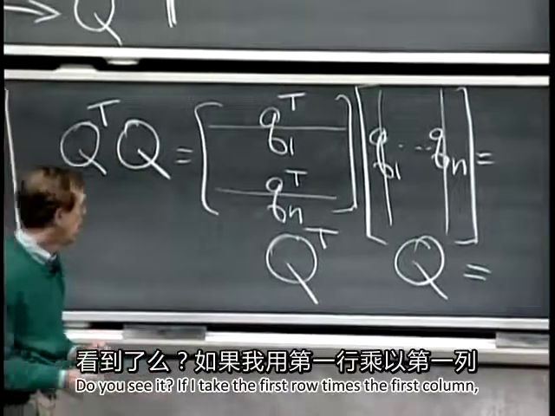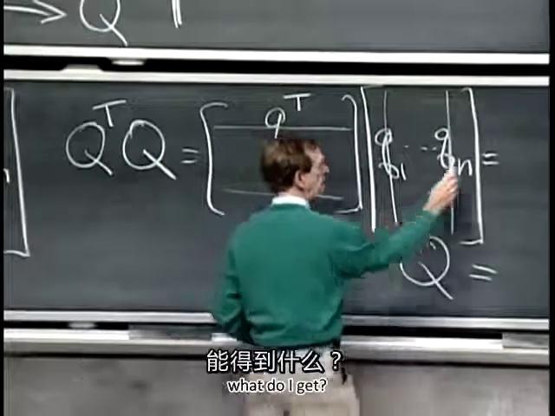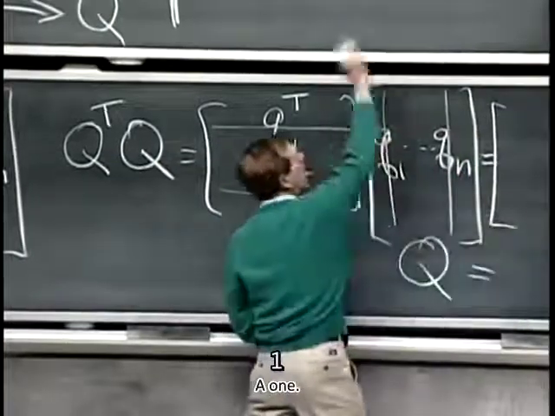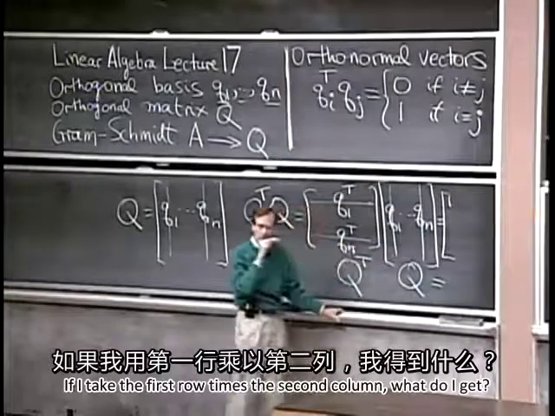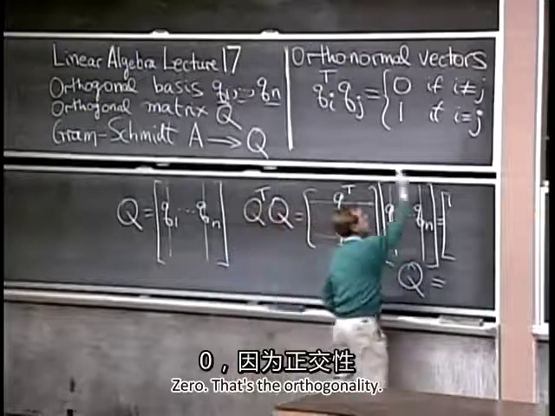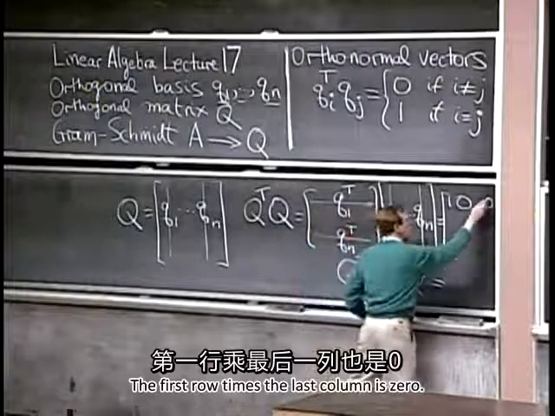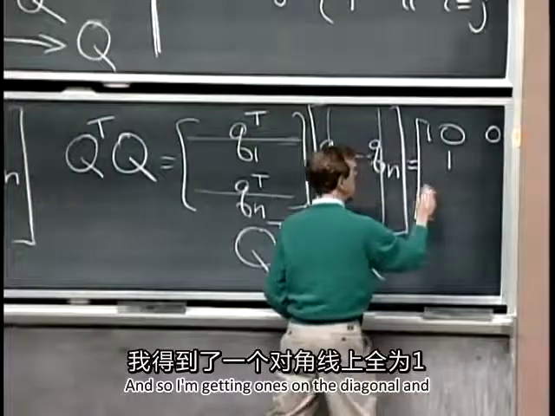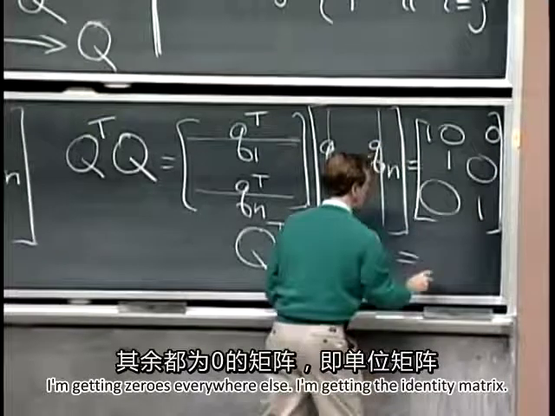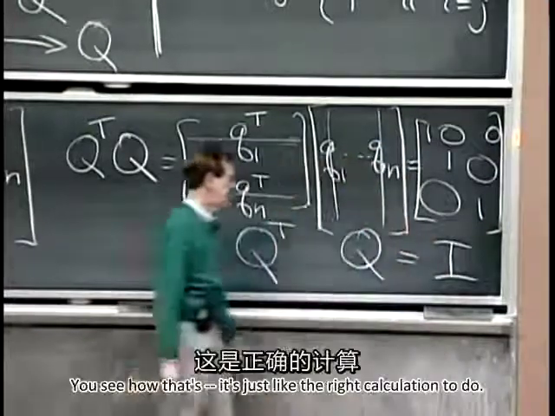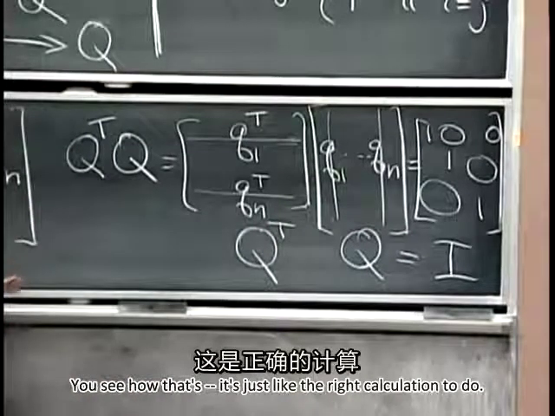Do you see it? If I take the first row times the first column, what do I get? A 1. If I take the first row times the second column, what do I get? 0. That's the orthogonality. The first row times the last column is 0. And so I'm getting 1s on the diagonal, and I'm getting 0s everywhere else. I'm getting the identity matrix. You see how it's just the right calculation to do.